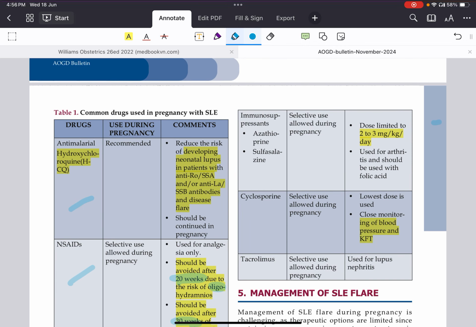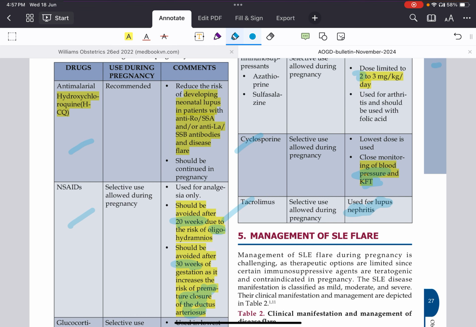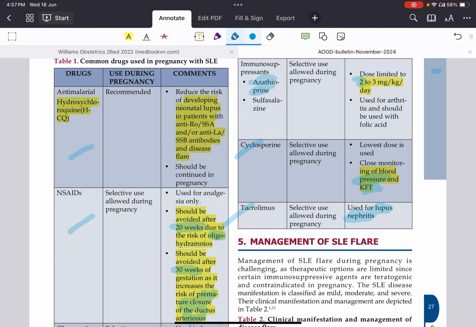Other drugs like azathioprine, sulfasalazine, 2 milligram per kg body weight. Cyclosporin is given, but if you give cyclosporin, you should monitor the blood pressure and KFT. Tacrolimus is given, mainly used for lupus nephritis. Remember this part: if lupus nephritis, what is the treatment of choice? If you have cyclosporin, azathioprine, tacrolimus, it is better to go for tacrolimus.